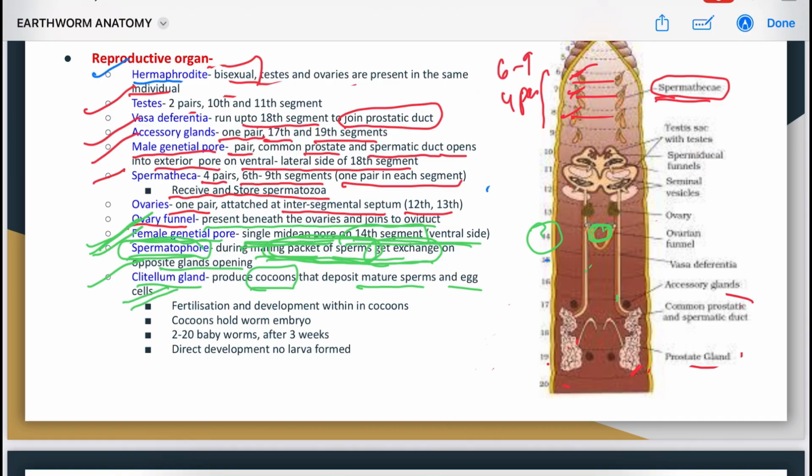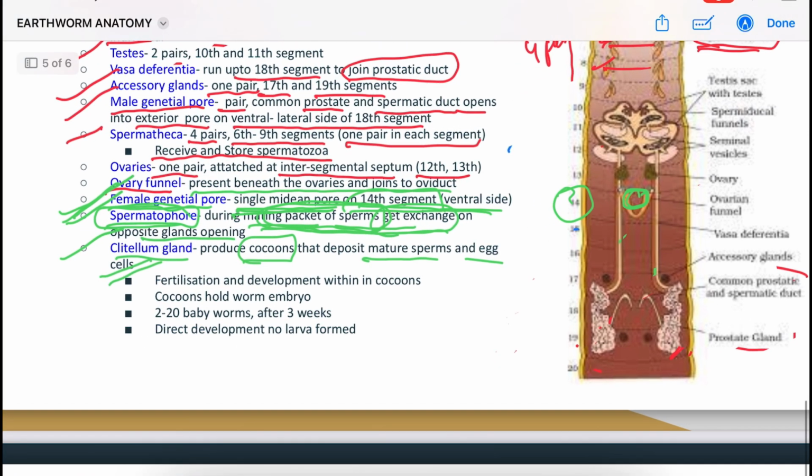Okay, what is the role of the clitellum glands? The gland's role is to make the cocoon. What does the cocoon do? The cocoon stores mature sperm and eggs and helps in fertilization of sperm and egg and further development. After fertilization there is a zygote, embryo, and different developmental stages, and those stages occur within the cocoons. The cocoons hold the worm embryo.